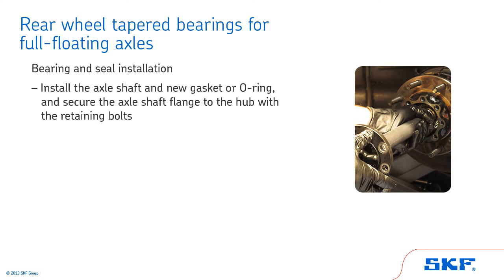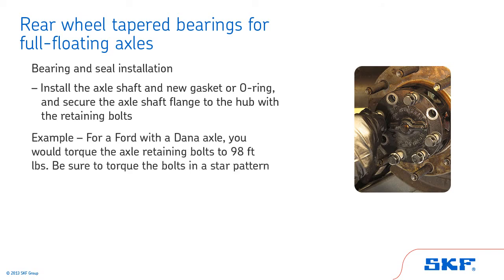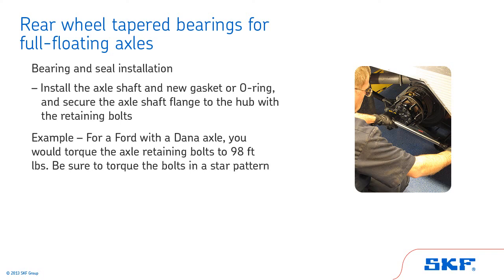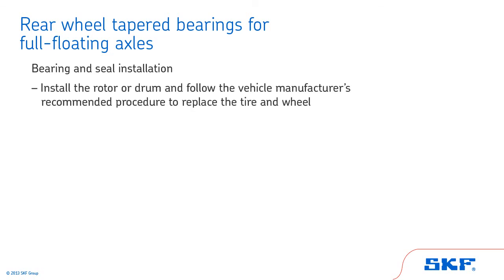Finally, install the axle shaft and new gasket or O-ring and secure the axle shaft flange to the hub with the retaining bolts. Again, using a Ford with a Dana axle as an example, torque the axle retaining bolts to 98 foot-pounds. Be sure to torque the bolts in a star pattern. Tip: to prevent leakage from the flange holes, a non-hardening sealer should be used on the bolt threads. Complete the installation by installing the rotor or drum and follow the vehicle manufacturer's recommended procedure to replace the tire and wheel. Check the differential oil level and top off as needed.